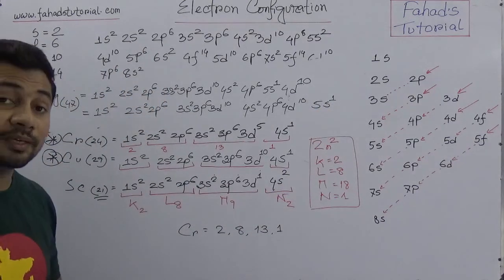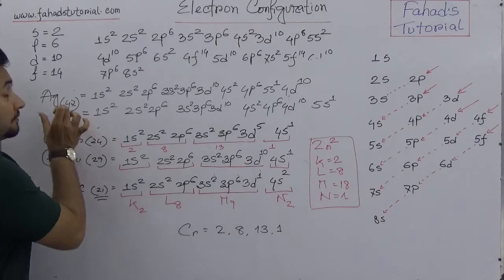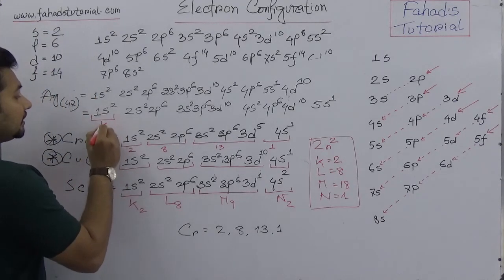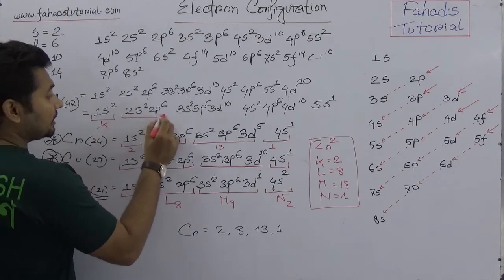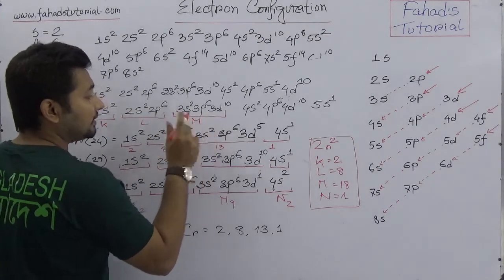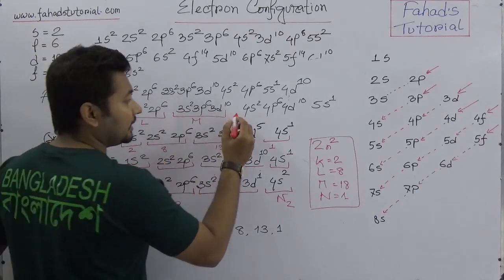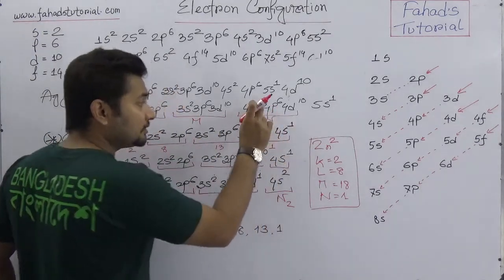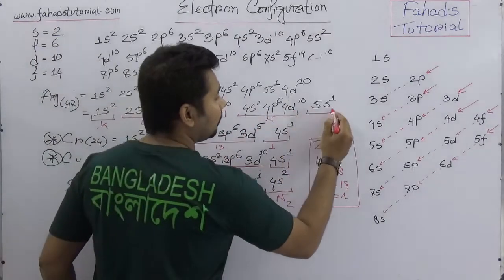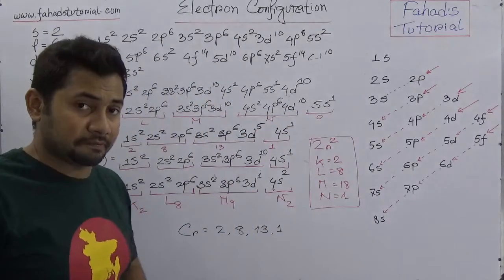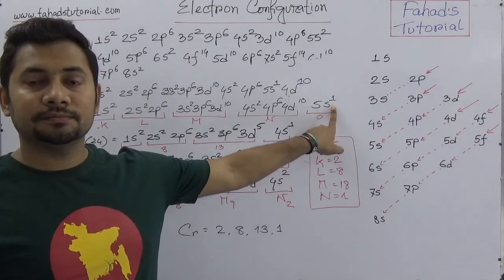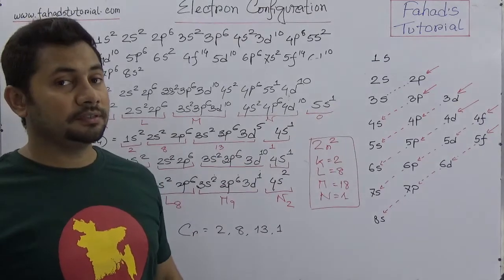So we can see from the electron configuration of silver, in the K shell there are 2 electrons, in the L shell there are 8 electrons, in the M shell there are 18 electrons, and in the N shell there are also 18 electrons. So K, L, M, N and O shell, that means in the 5th shell there is only 1 electron. That is very important.